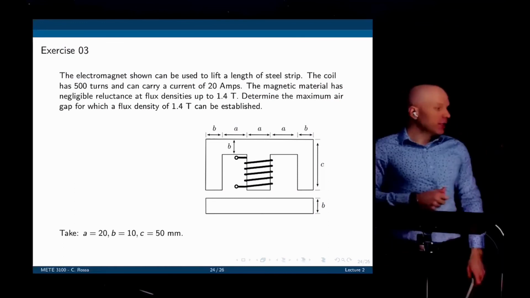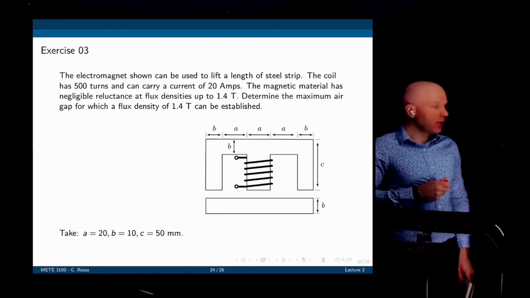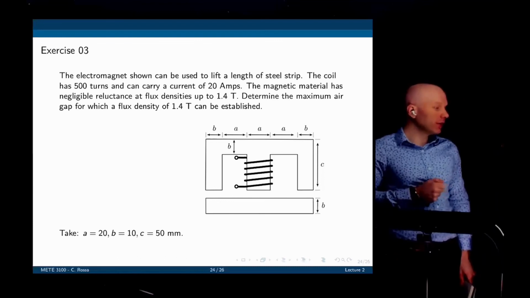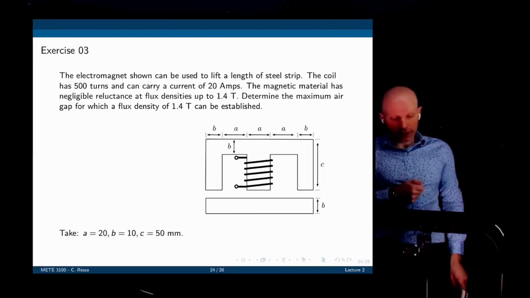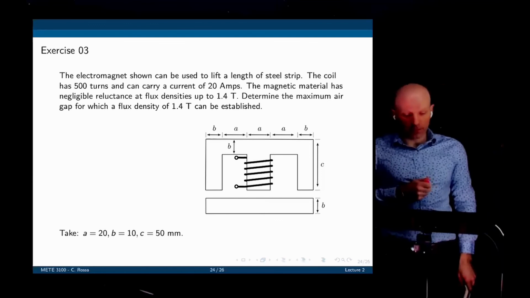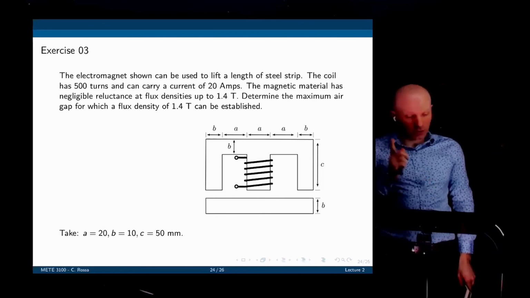All right, so let's do exercise 3. The electromagnet shown can be used to lift a length of steel strip. The coil has 500 turns and can carry a current of 20 amps. The magnetic material has negligible reluctance. This is very important. Let me read that again. The magnetic material has negligible reluctance.